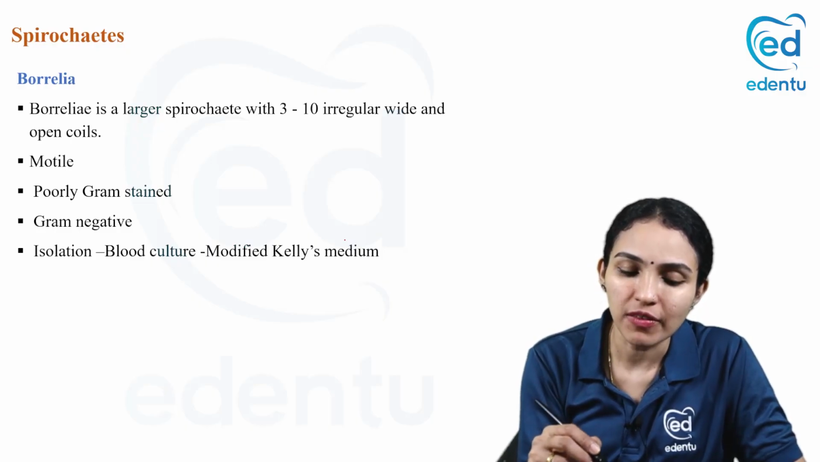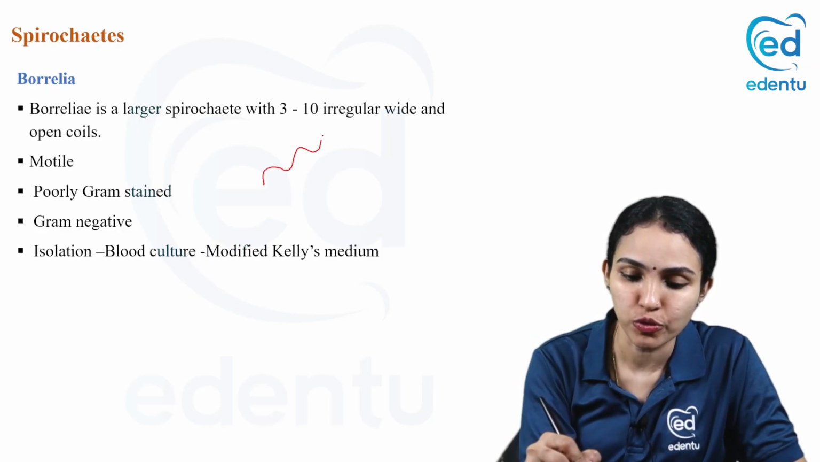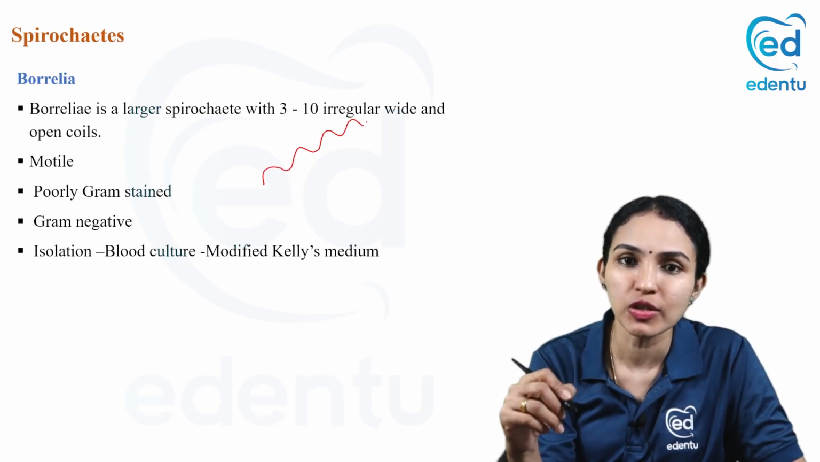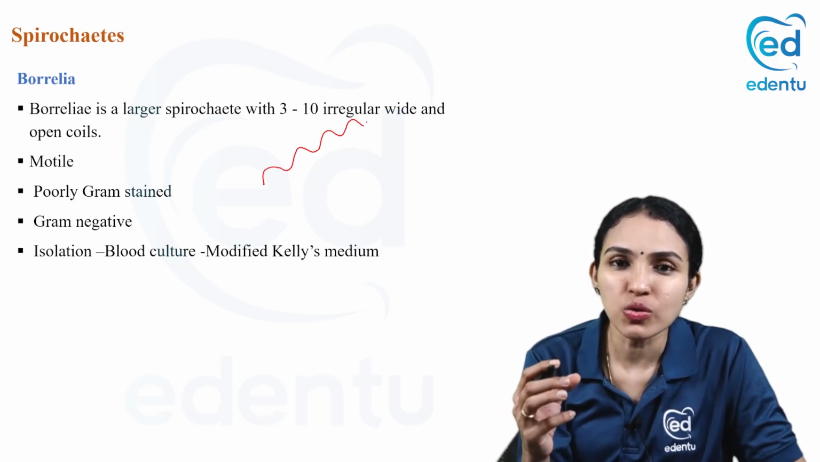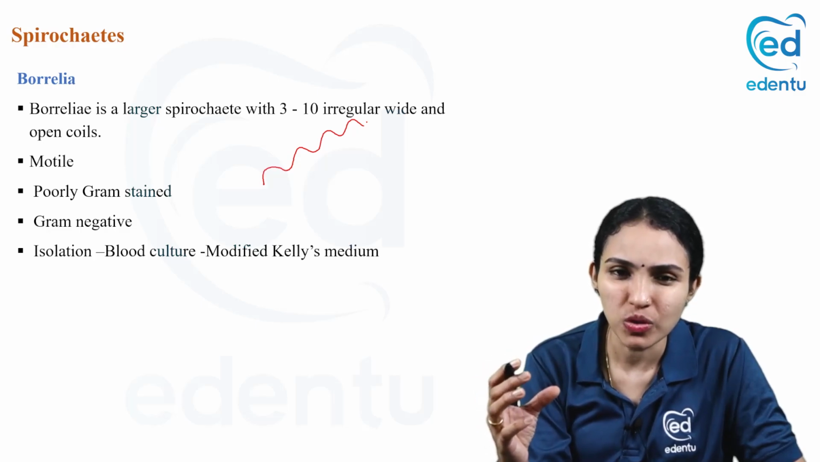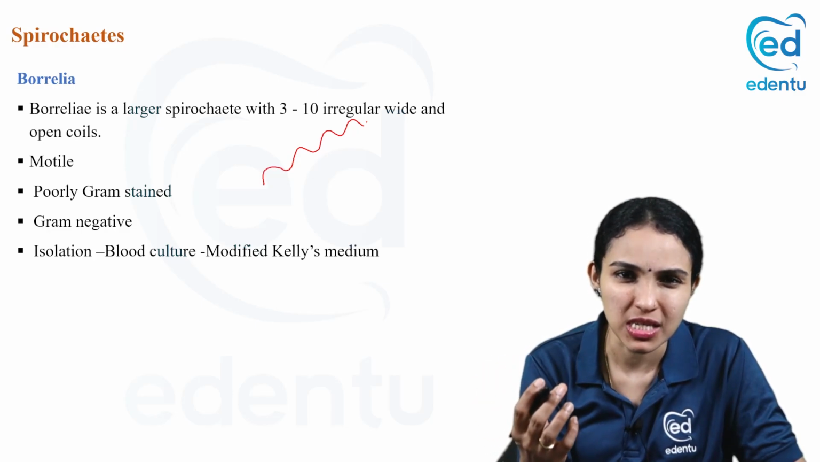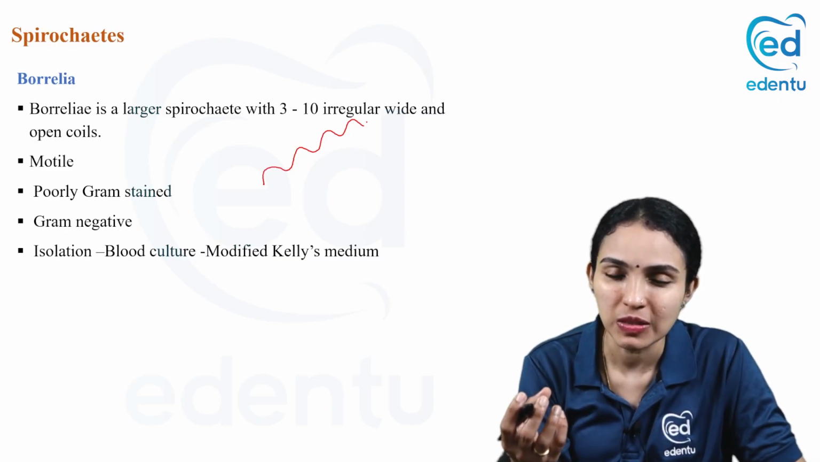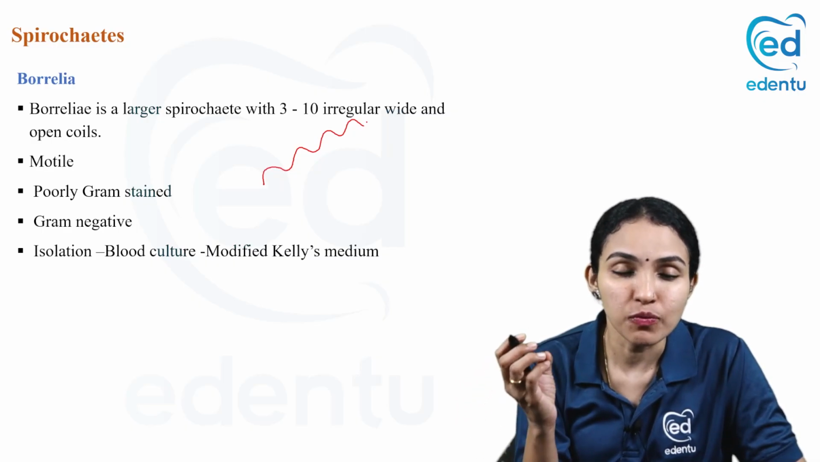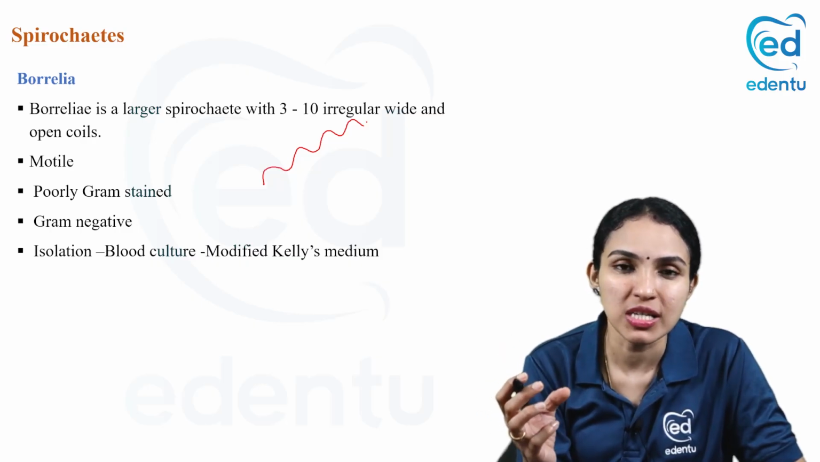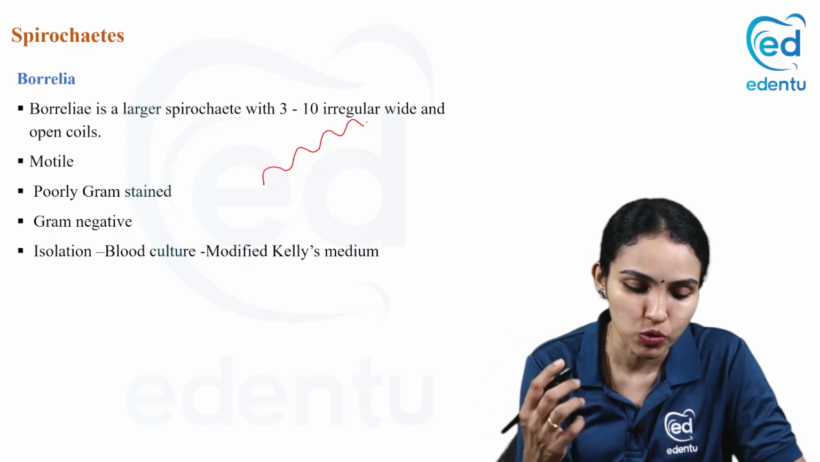But it has fewer coils, and they are wider than Treponema. It will be like this: wider, irregular, open coils, like 3 to 10 coils. So it's a broader one, and it can be visualized by light microscopy to some extent. Though it is poorly gram stained, as it's not that thick as other bacteria, you can still visualize it by gram staining to some extent because it's broader compared to Treponema pallidum and Leptospira.